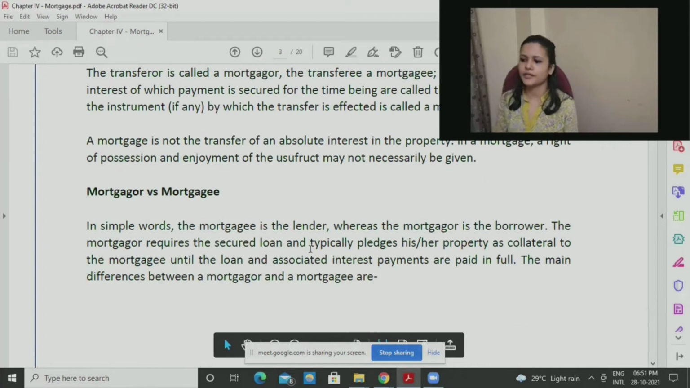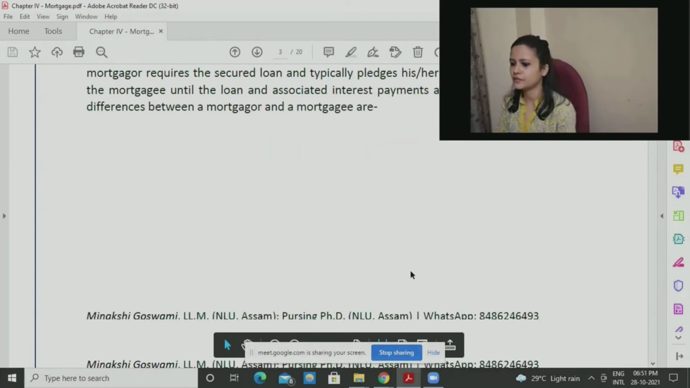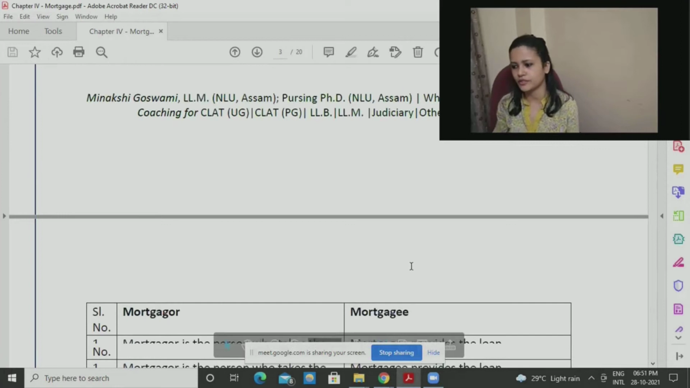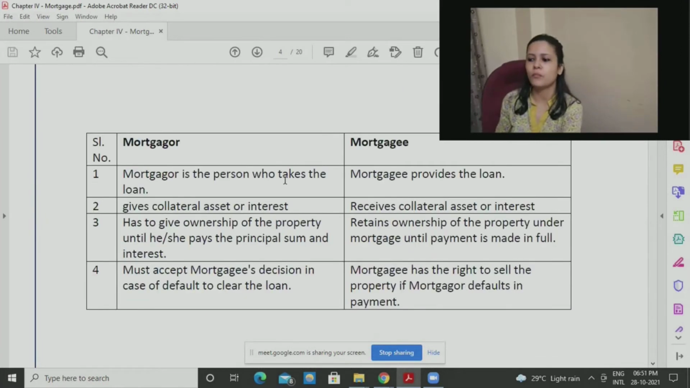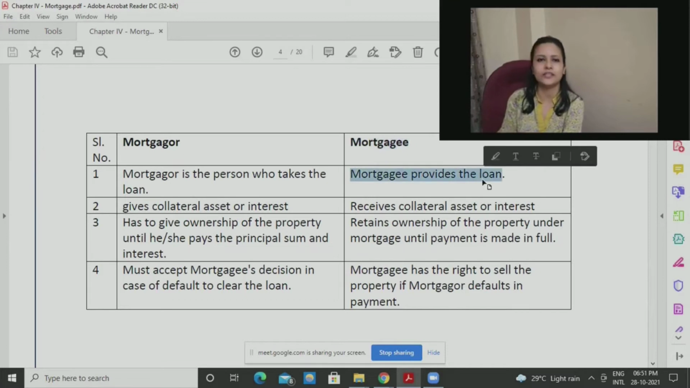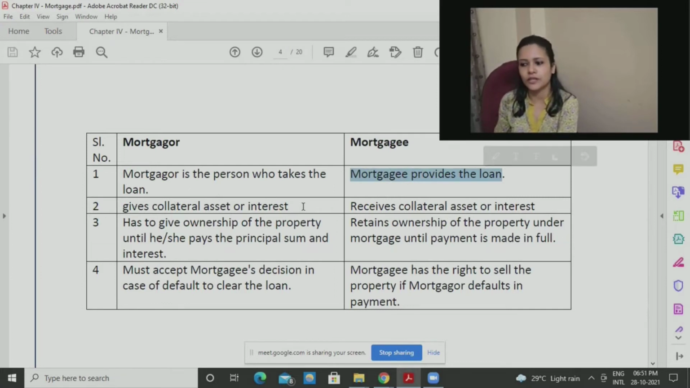Now, mortgager or mortgagee, we have also seen who is a mortgager and who is a mortgagee. Mortgager is the person who is taking a loan in exchange of transferring interest on his specific immovable property. And mortgagee is the person who provides the loan, and in return he is taking some interest, possession, or other rights over an immovable property. Mortgager gives collateral, asset, or interest, and mortgagee will receive it.